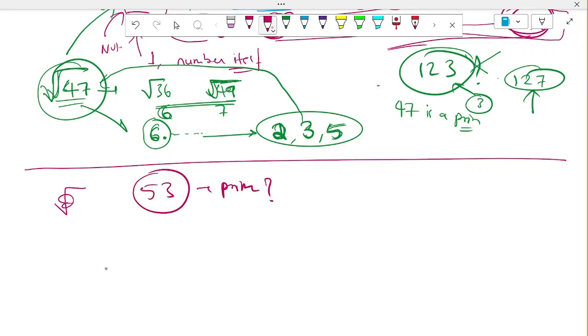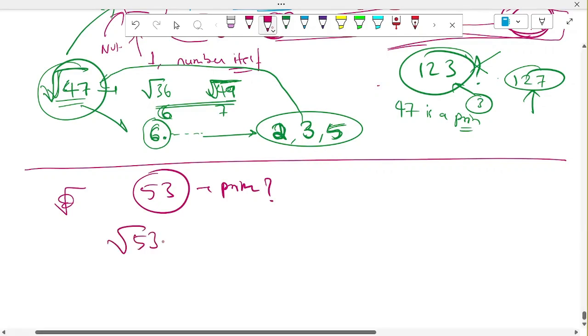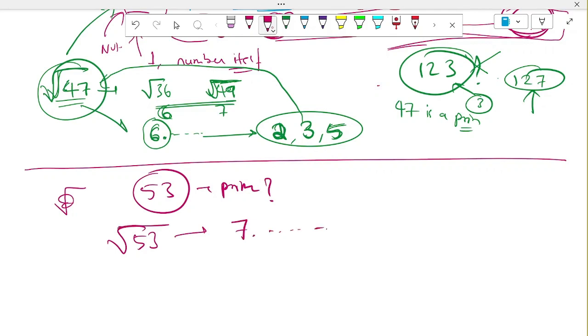How will you check? Take the square root of 53. This is going to be something like 7 point something. So you are going to take the set of prime numbers which are less than this, including 7 also. So it can be 2, 3, 5, 7. Now you will check whether 53 is divisible by these numbers or not.